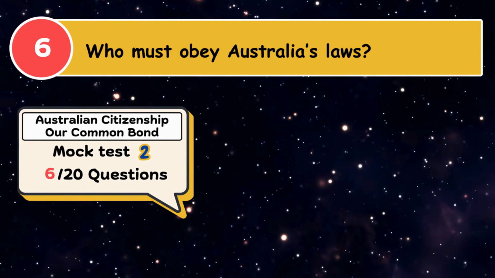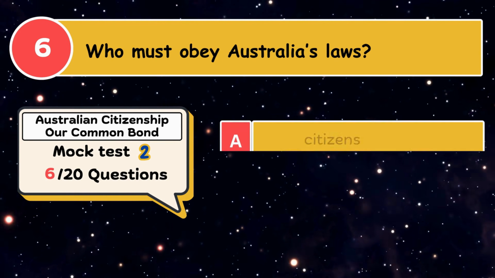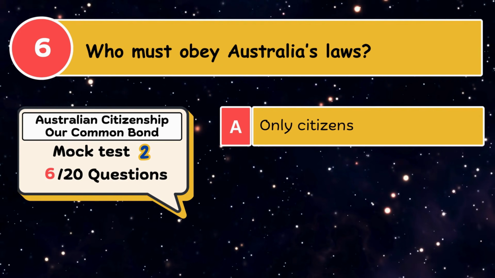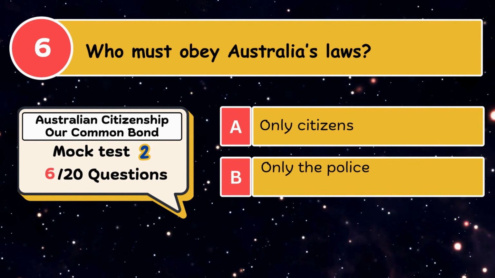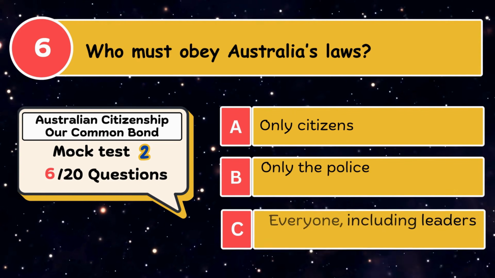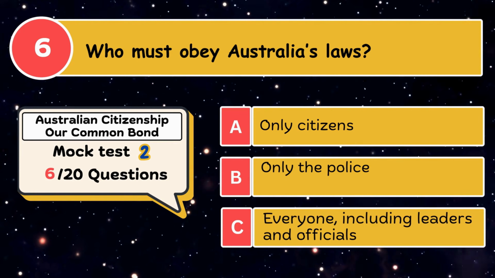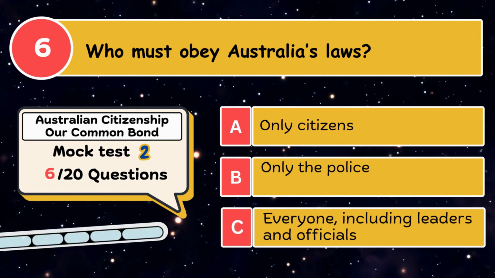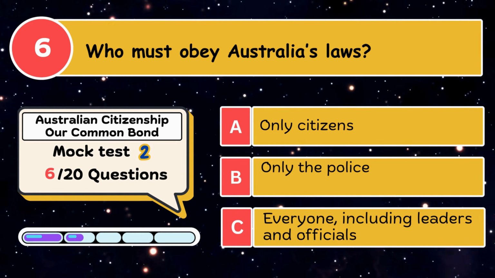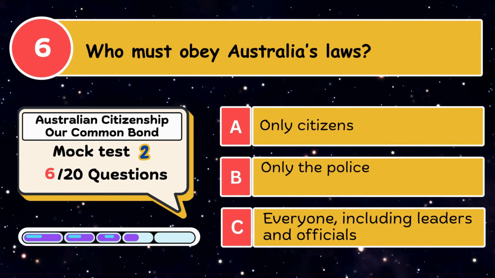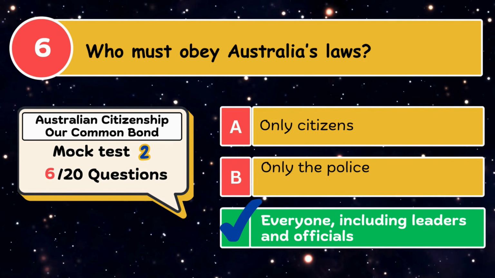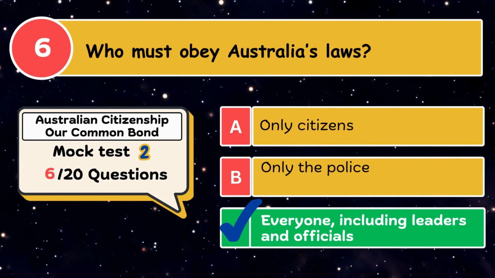Who must obey Australia's laws? A. Only citizens. B. Only the police. C. Everyone, including leaders and officials. The correct answer is everyone, including leaders and officials.